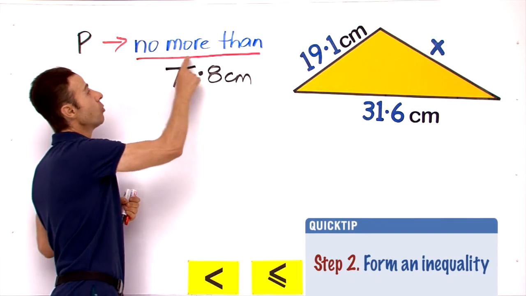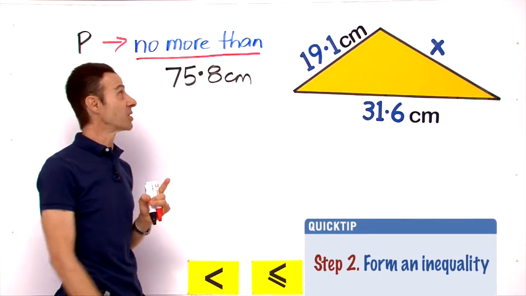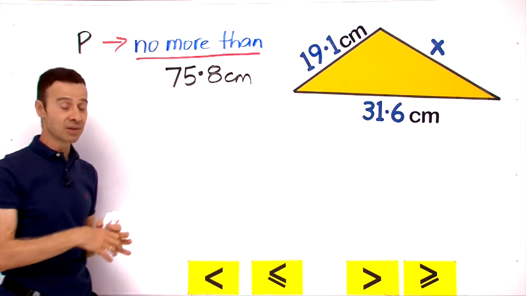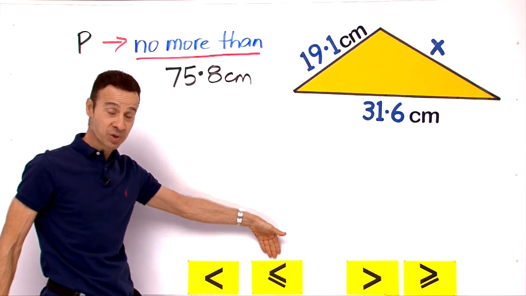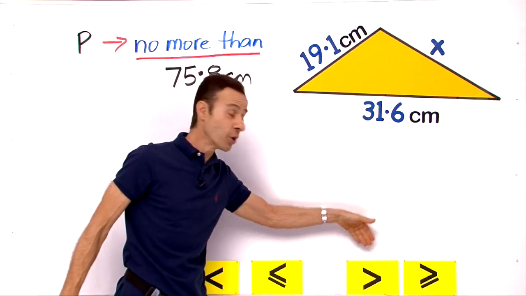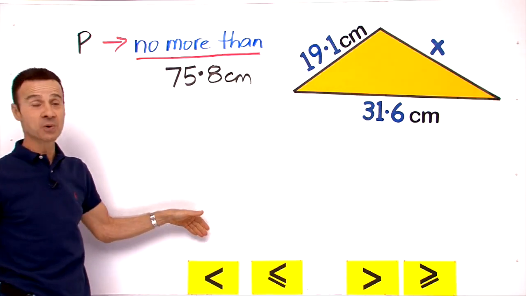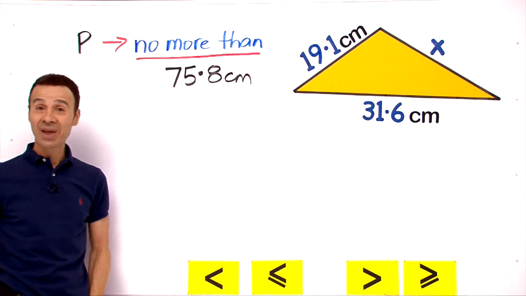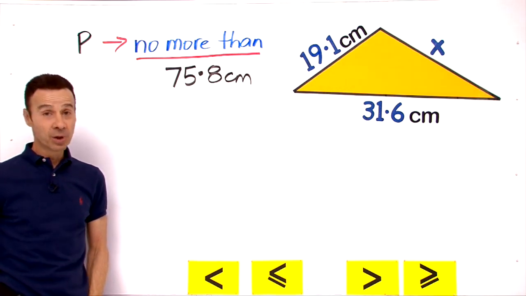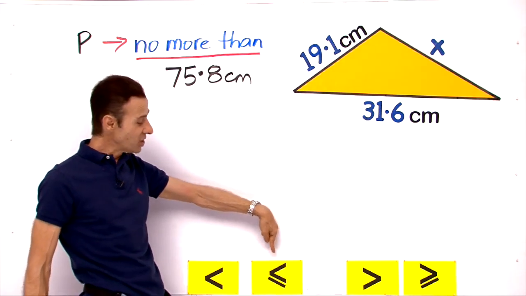Okay, no more than. Now, which inequality symbol do you think is best represented with this phrase? Is it the less than? Is it the less than or equal to symbol? Is it the greater than, or is it the greater than or equal symbol? Which of those four do you suppose is best represented by the phrase no more than? Well, if you guessed this one, you're right. This one here is no more than.